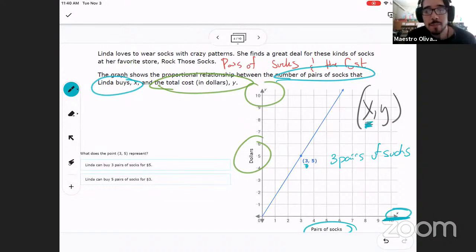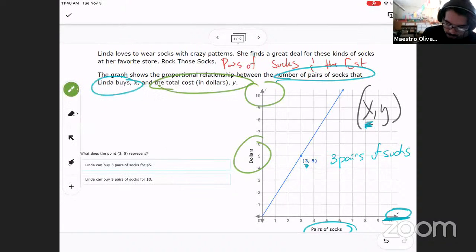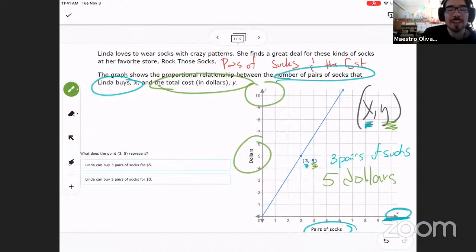Now, Doris, I see you're back. You were doing something even though you're in class. What does the 5 represent here? Is it the number of pairs of socks or is it the total cost of dollars? Unmute yourself, please, Doris, and let the whole class know. Dollars. $5. Thank you so much, Doris. So 3 pairs of socks cost $5.